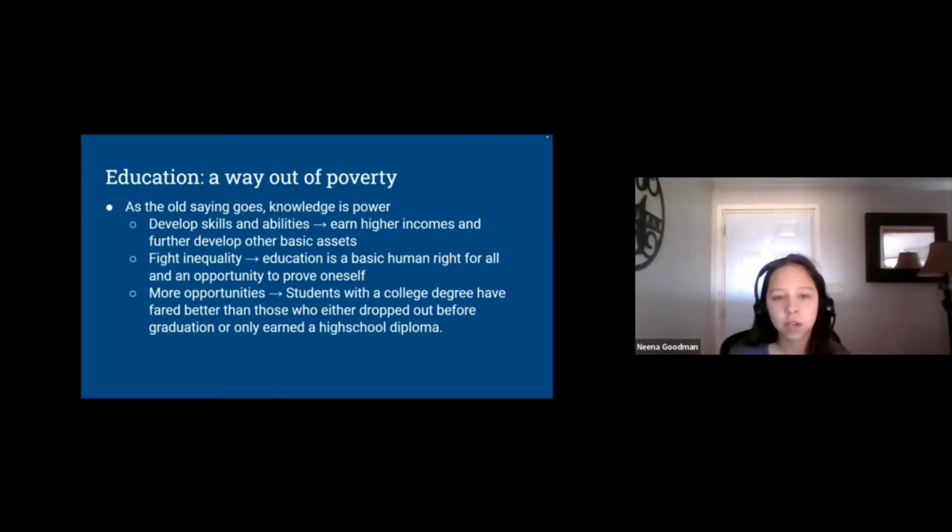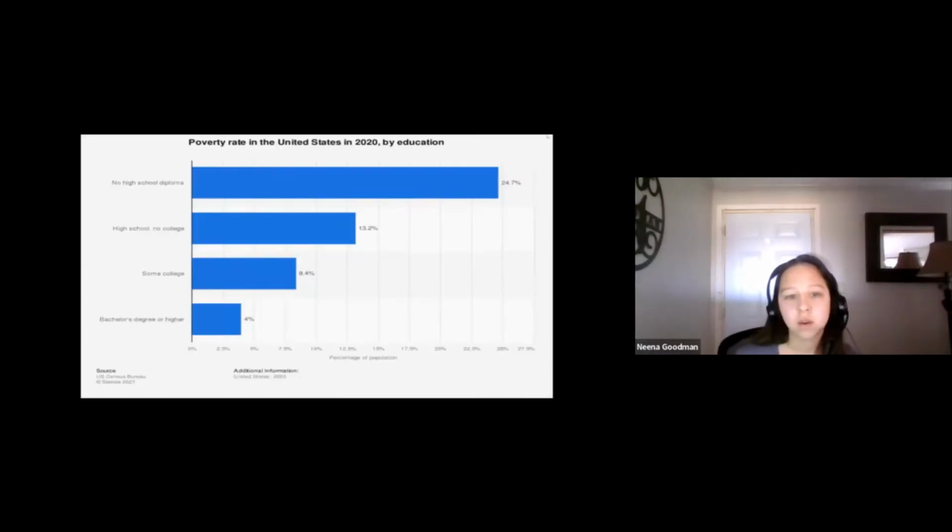It is also an opportunity to prove oneself. Students with a college degree have fared better than those who either dropped out before graduation or only earned a high school diploma. According to the U.S. Census Bureau, as of 2020, this graph shows that even a little bit of college education can lower the risk of someone ending up in poverty compared to those without a high school diploma.